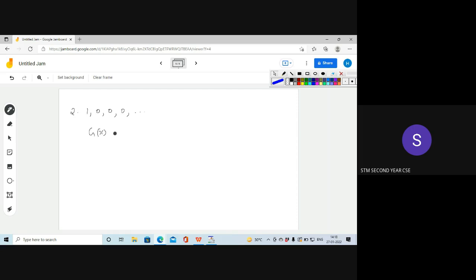What will you get? What is g of x? The general form of the function is a0 plus a1x plus a2x square plus a3x cube, etc. What is a0? 1, very good. This a0 is 1, what is a1? 0. This is a0, this is a1, a2, etc. We are just putting these sequence terms as coefficients in this function g of x. So this is 0x and 0 into x square. All these terms turn out to be zeros, and we get g of x is equal to 1. So the generating function for this particular sequence is 1.